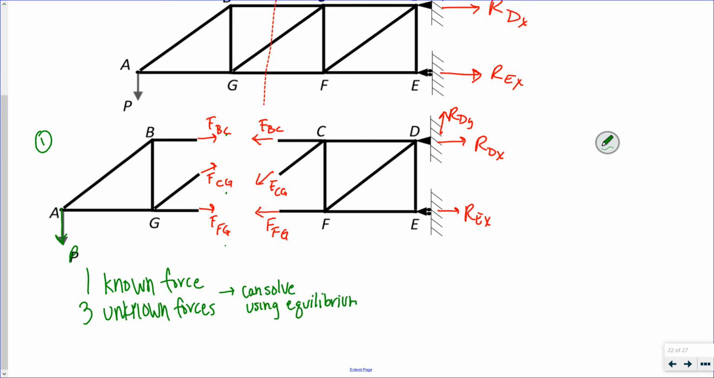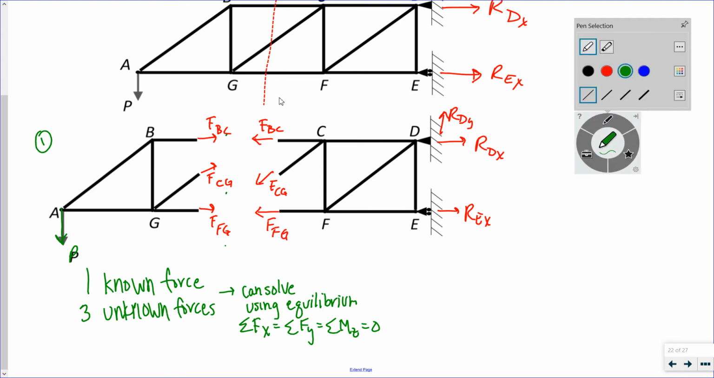Right? I have 3 equations and 3 unknowns. My 3 equations are the sum of the forces in the x, sum of the forces in the y, and sum of the moments about z is equal to 0. I have 3 equations and I have 3 unknowns, so I can solve this. So section 1 is super easy to solve for my member forces.